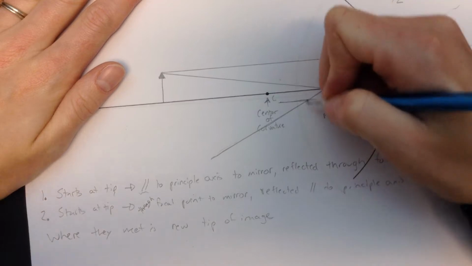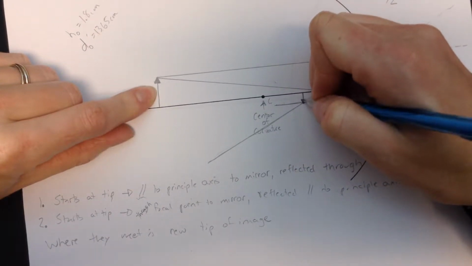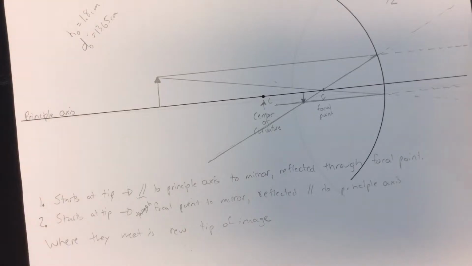Okay, so I'm going to draw it. So this is what my object looked like. So I'm going to draw the same thing, just upside down. If it ended up being on top of the line, then I would draw it pointing up. But there's my image right there. So where those two lines meet, that is my image.